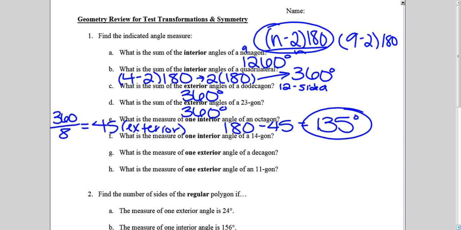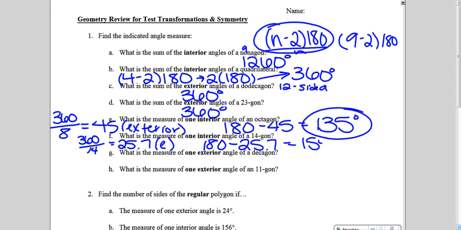All right, next one, we have the interior angle of a 14-gon. Do the same thing, 360 divided by 14. 360 divided by 14, and you get 25.7. And again, that's your exterior. So do 180 minus your 25.7 to give you 154.3 degrees for your interior.